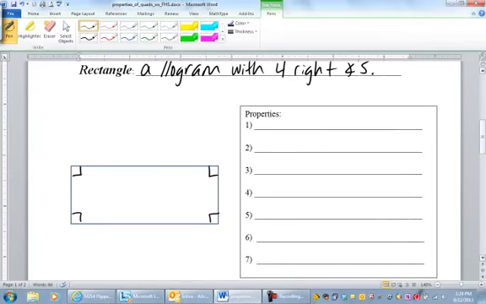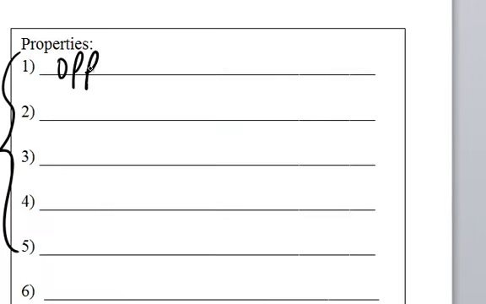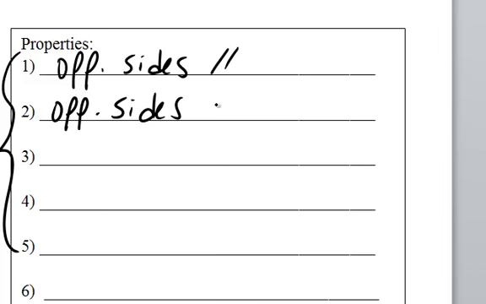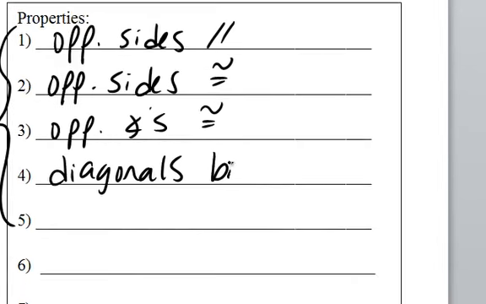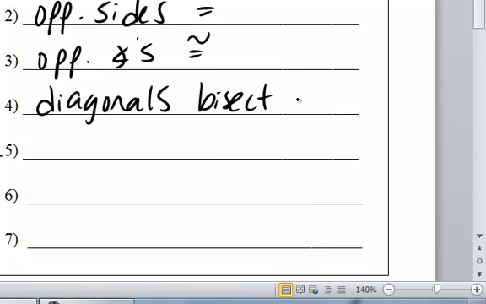Just like the rhombus, the first five properties are the exact same as what we just did for the rhombus, because a rectangle is a parallelogram as well. So again, we have opposite sides parallel, opposite sides congruent, opposite angles congruent. What else do we have? Diagonals bisect each other, so they cut each other in half. That's always true for all parallelograms.